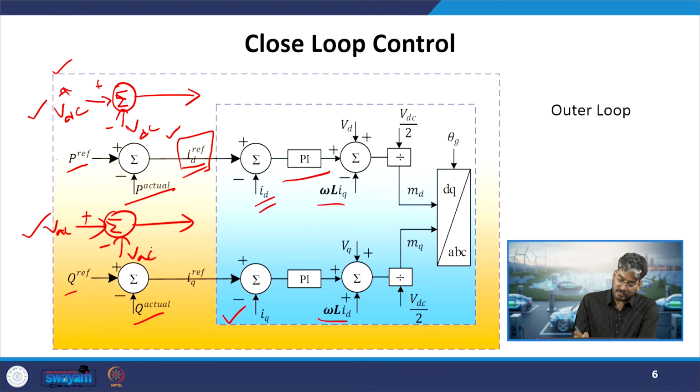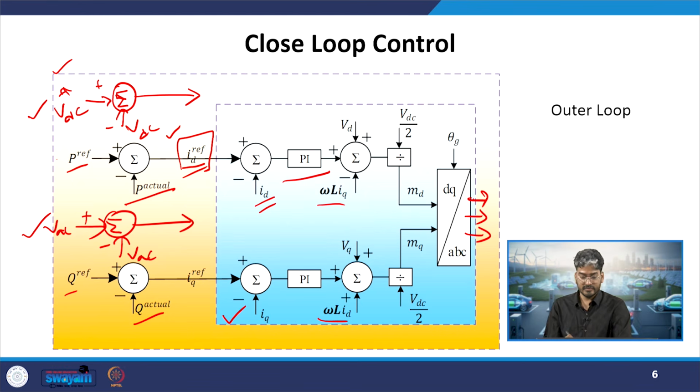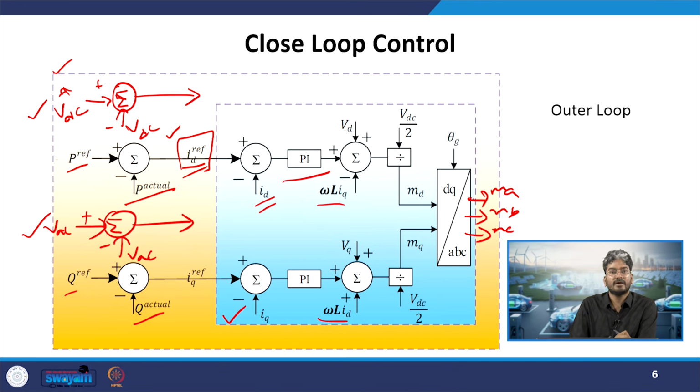Now after this, MA, MB, MC will be achieved after we go for the reverse transformation. This MA, MB, MC will be compared with the triangular signals to calculate the gate pulses. So, we will be comparing the triangular signal with this MA, MB, MC, and the gate pulses will be generated. So, this is the closed loop control of your 3-phase VSI.